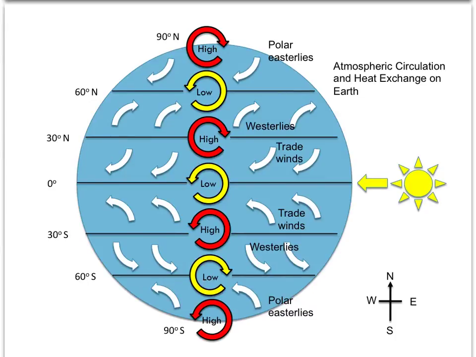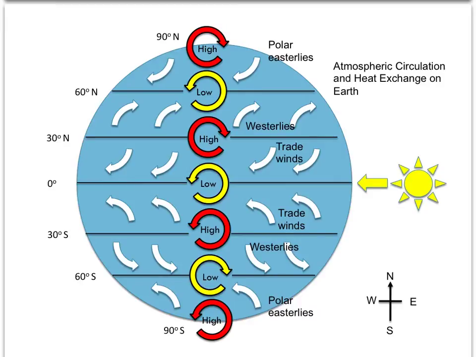At 30 degrees north, you're going to have cold air coming back down to the surface of Earth, so you're going to have a high pressure system. In the northern hemisphere, this rotates clockwise. At 60 degrees north, you're going to have a counterclockwise low pressure system, and at 90 degrees north, you're going to have a clockwise high pressure system.